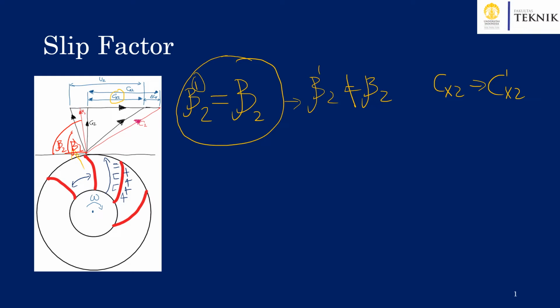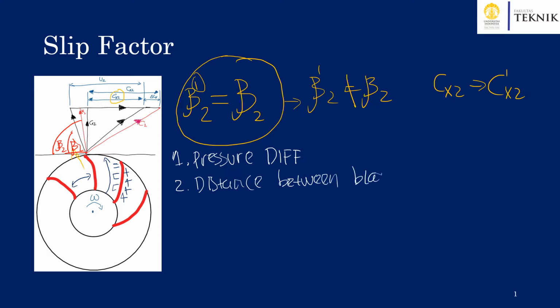So if we try to write it down, the first one is the pressure difference between the two surfaces of the blade, and the second one is the distance between blades, which leads to the velocity being unable to follow the curvature of the blade.